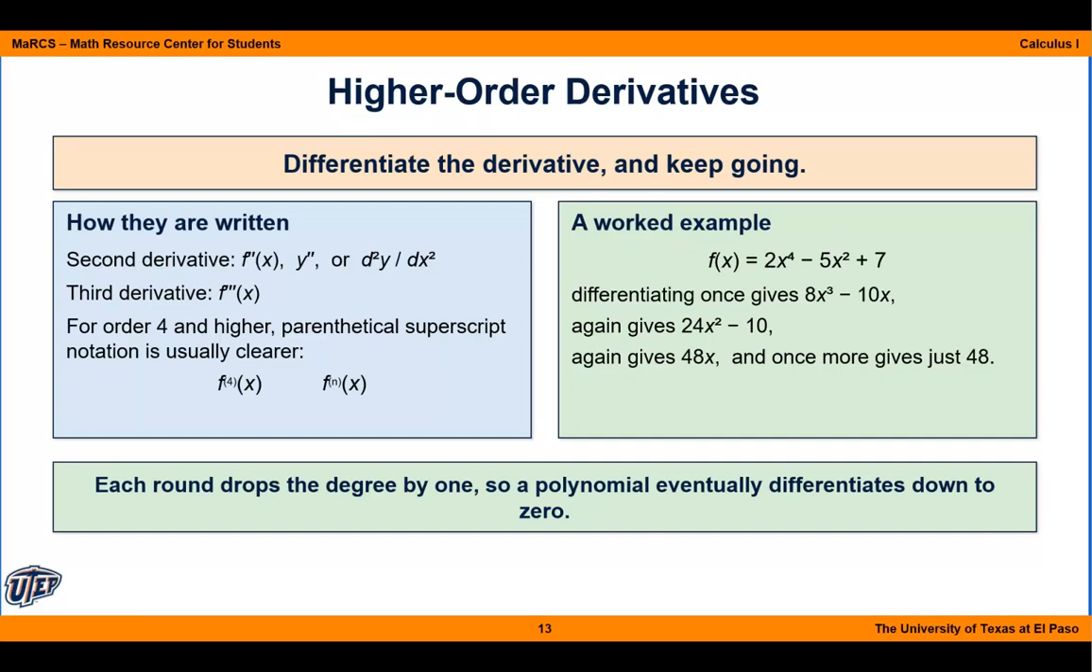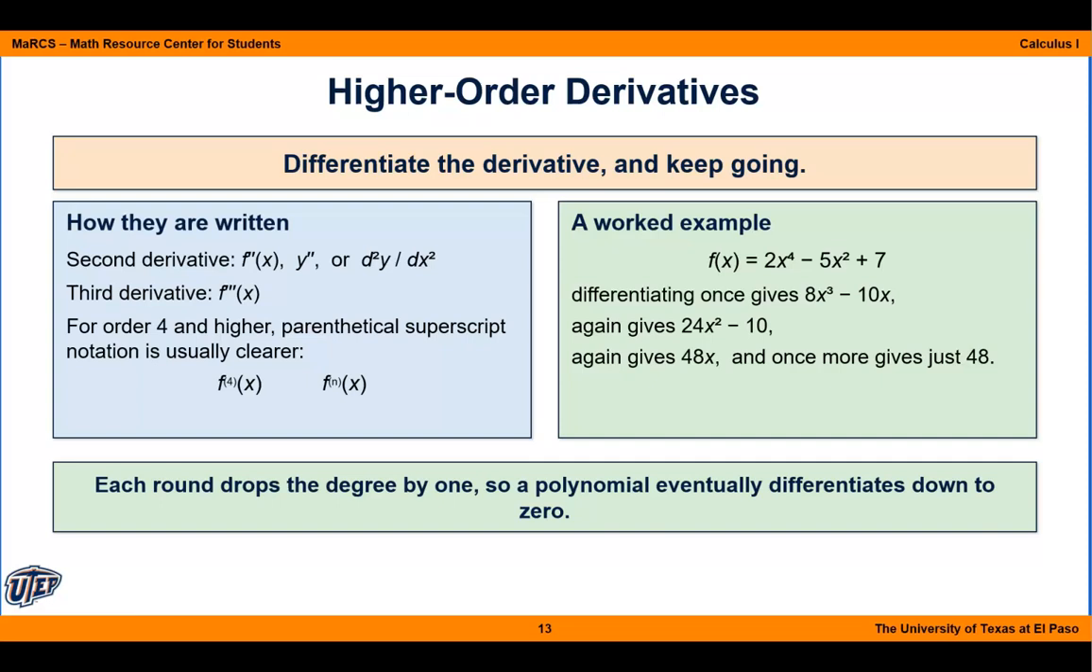A derivative is itself a function, so it can also be differentiated. The result is called a higher order derivative. The second derivative may be written as f double prime of x, y double prime, or d squared y over dx squared. The third derivative is f triple prime of x.